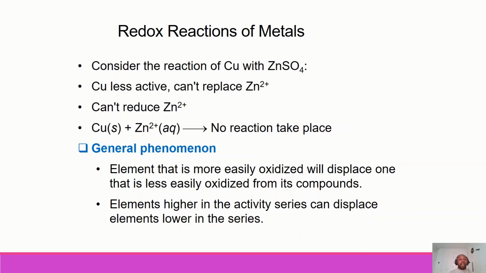So, redox reaction of metals. When you consider the reaction of copper with zinc 2+, you can see that copper is less active and it cannot replace zinc 2+. That means it cannot reduce zinc 2+. So when you react copper 0 with zinc 2+ together, no reaction is going to take place, and there is a reason why. Generally, the element that is more easily oxidized will displace one that is less easily oxidized from its compound. So elements higher in the activity series can displace elements lower in the activity series.